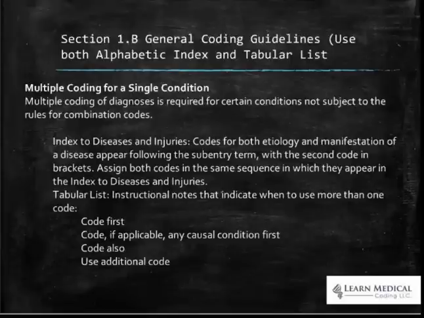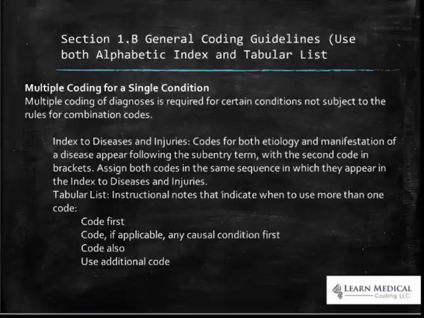When looking up your codes, you may also see that when you're looking at a diagnosis code, there will be 1 code outside of brackets and 1 code inside of brackets. Whenever you see 2 codes listed, 1 outside of the brackets and 1 inside of the brackets, you need to make sure that you code both codes.